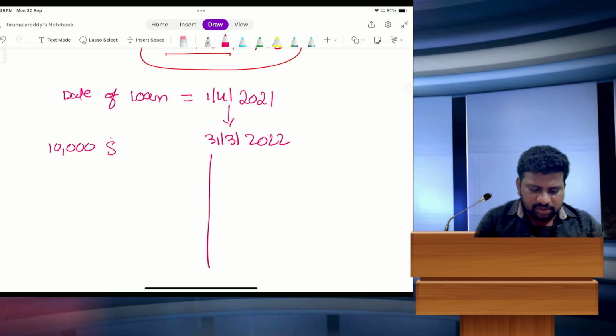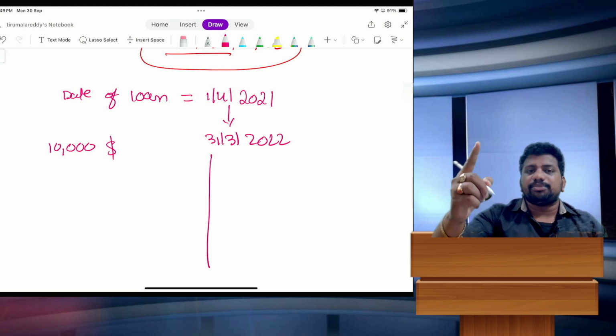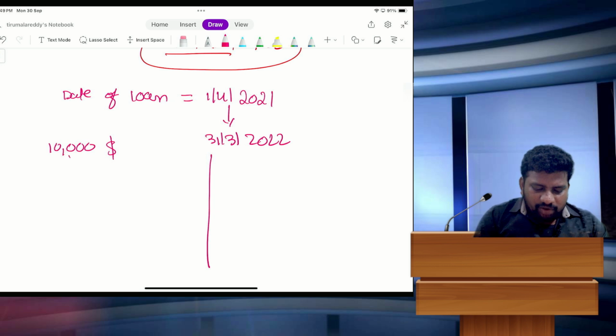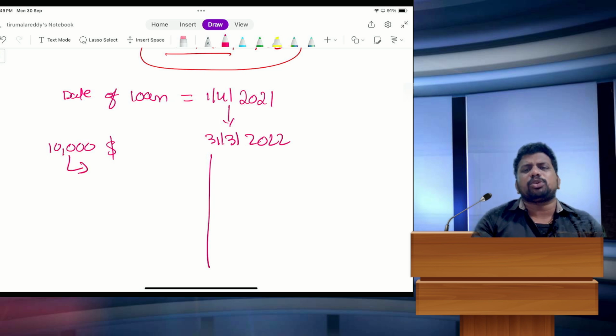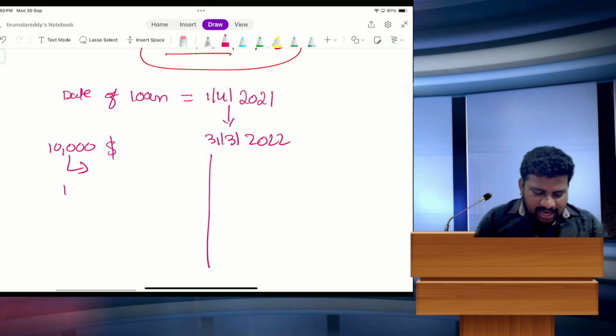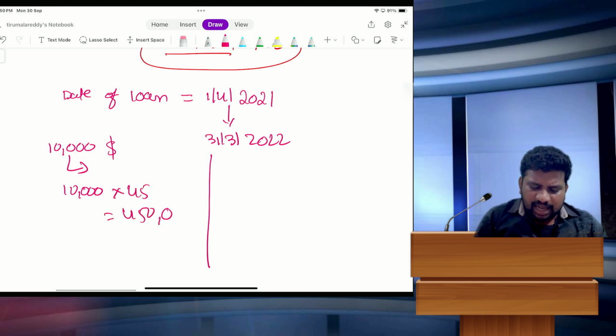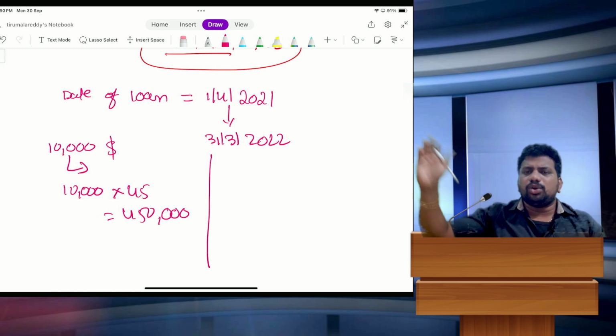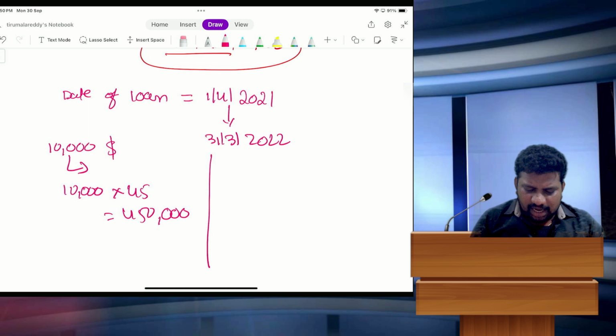Now, I have taken loan in US dollars and my loan amount is $10,000. Initially, when I took the loan, I would have passed the entry in my books of accounts, cash account debit to bank loan account, at 10,000 into 45, that is 4,50,000. You take a loan in a foreign country, you come back to India and you will be getting 4,50,000 rupees.